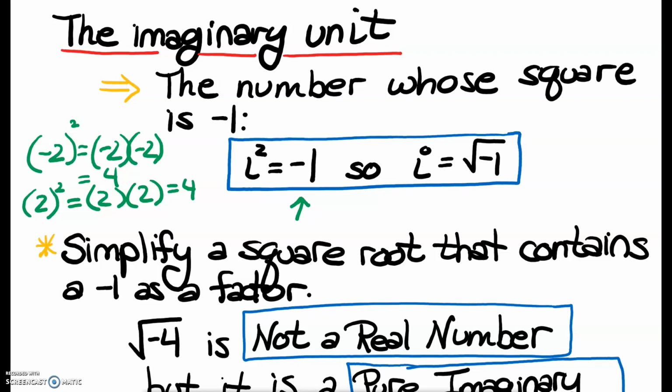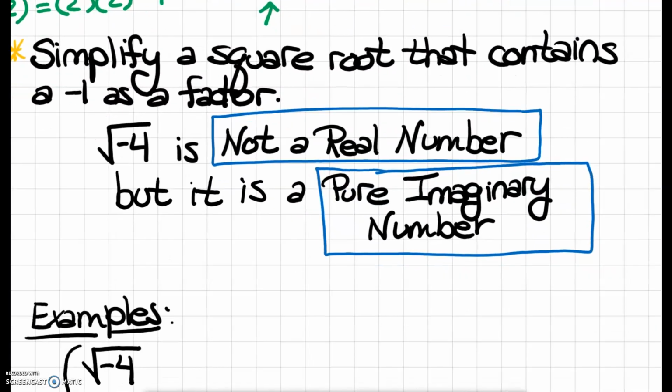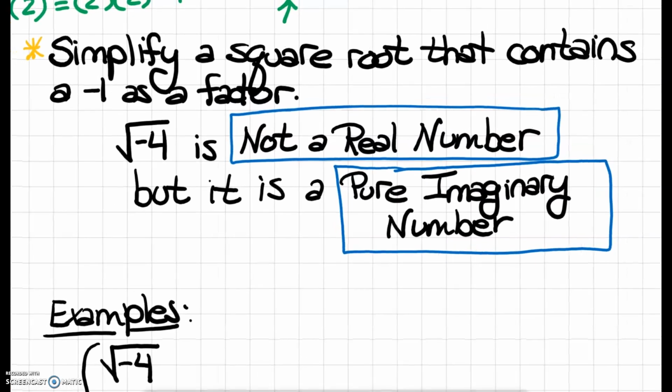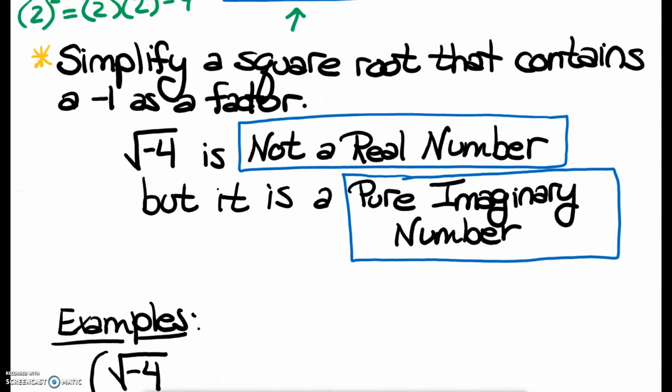And we'll get to our complex number system in our next video. So to simplify a square root that contains -1 as a factor, let's talk about that. Earlier in this chapter, we talked about taking the square root or an even root of a number that was negative, and we said that the answer was not a real number. It's not a real number because it's a complex number or an imaginary number. We'll get to the definition of a complex number in the next video. But when you take the square root of -4, it is a pure imaginary number.